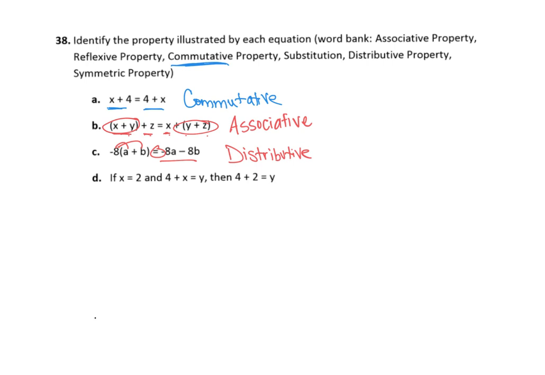And then D, we have if x equals 2 and we say 4 plus x equals y, then 4 plus 2 equals y. So what we did was we took that x away by substituting in that 2 for its value, which was assigned in the problem. So this is substitution.